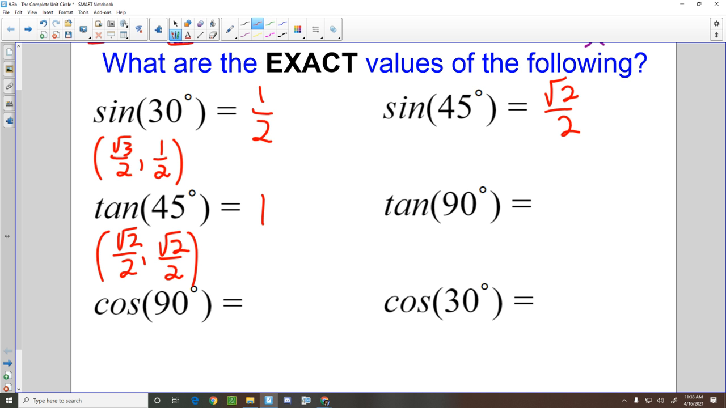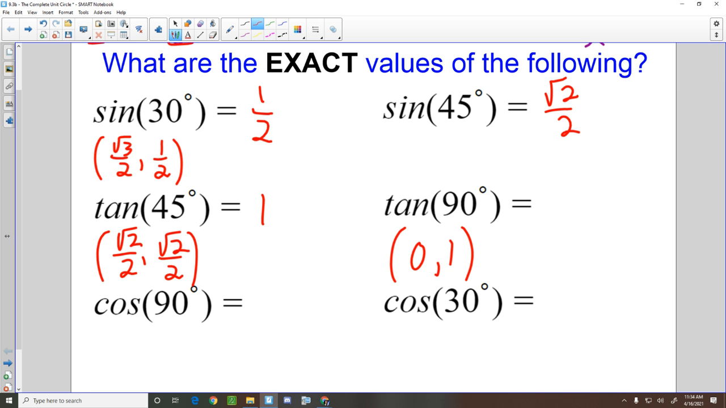Now, tangent of 90 degrees. This one's a little different. Think about the coordinates at 90 degrees. 90 degrees is straight up, on the positive y-axis. So if you go straight up, what would the coordinates be? If I don't move left and right, I just move up 1 unit. What are my coordinates? Thank you. Yes. Good. The one student who didn't even see the lesson has the answer. That's awesome. 0, 1.